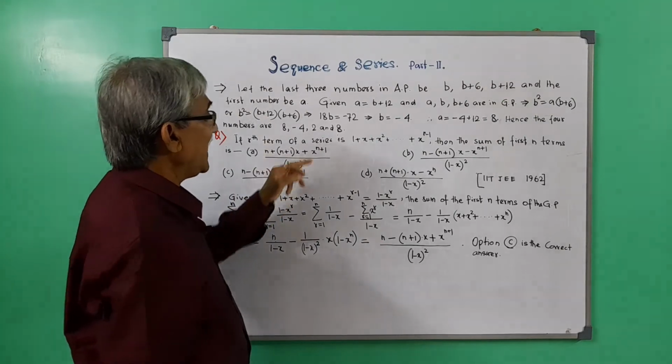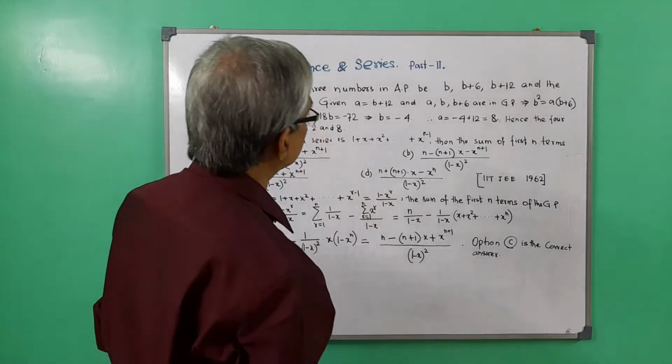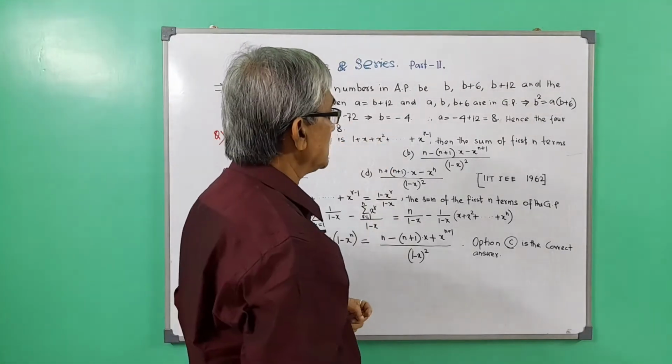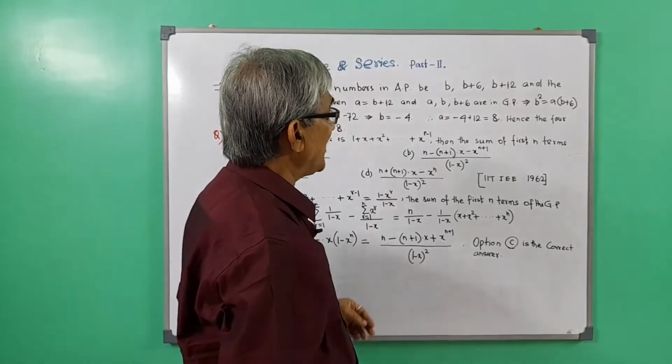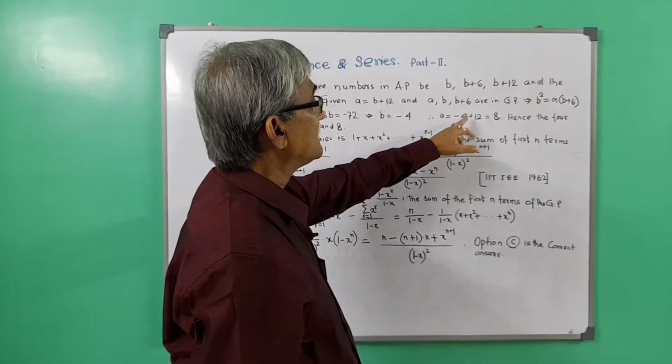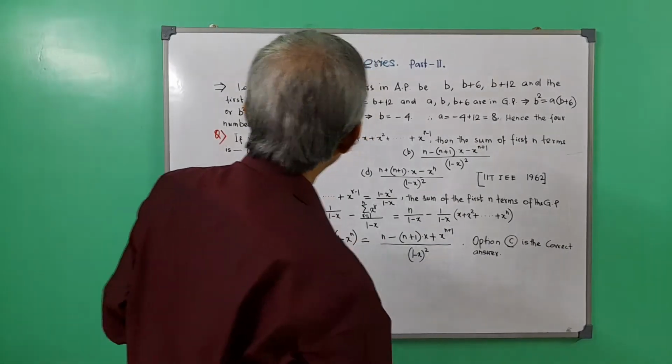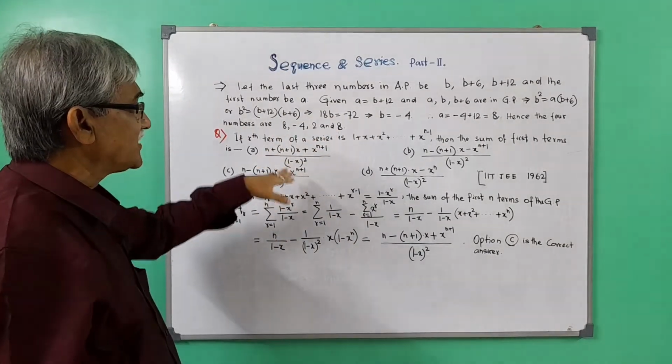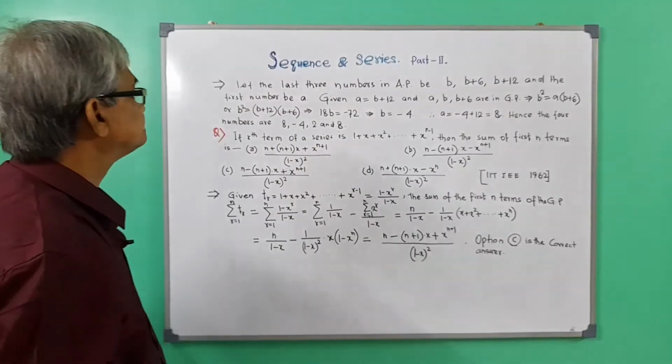You solve it and you get 18B is equal to minus 72, that is B is equal to minus 4. And as B is equal to minus 4, the first term is equal to minus 4 plus 12, that equals 8. Hence the 4 numbers will be 8, minus 4, 2 and 8.